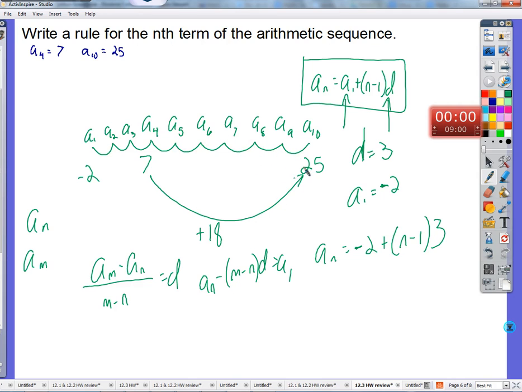Well, I know how much I added total. I'm going to add it 6 times, clearly, and get 18. So it must be 3 that I add 6 times to get 18. So now I figured out d. It's like pieces to a puzzle. I got d, and then I can use d now to trace my way back to a sub 1. And go. Great.